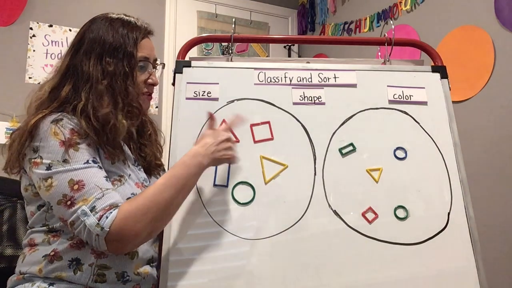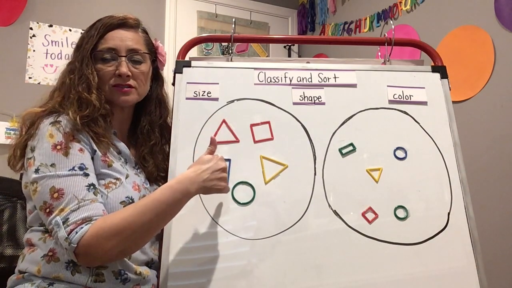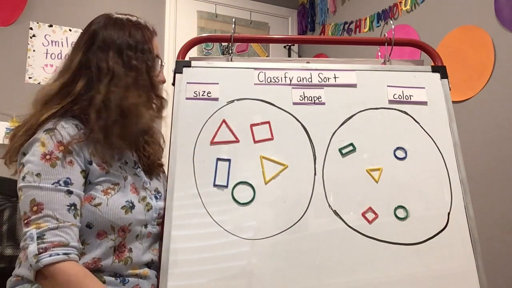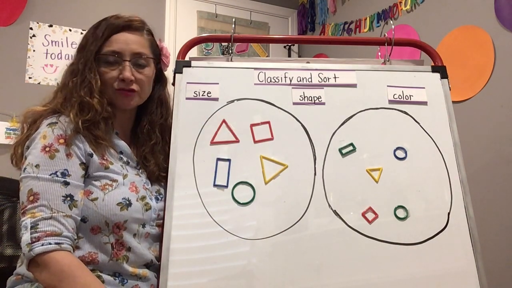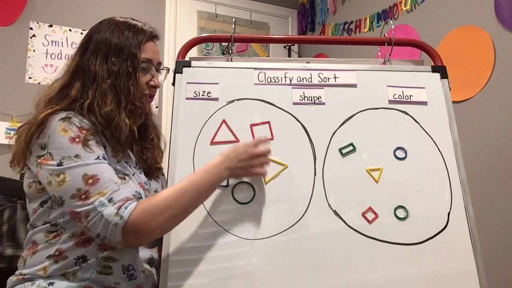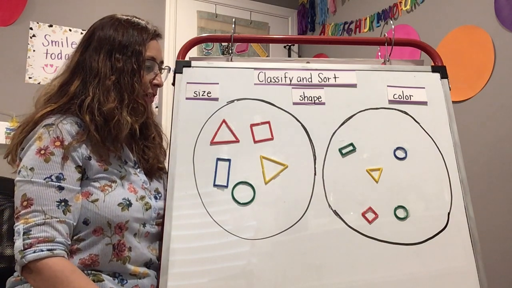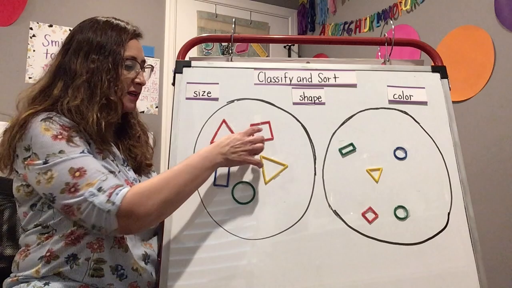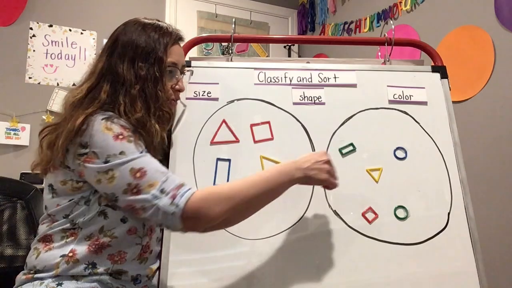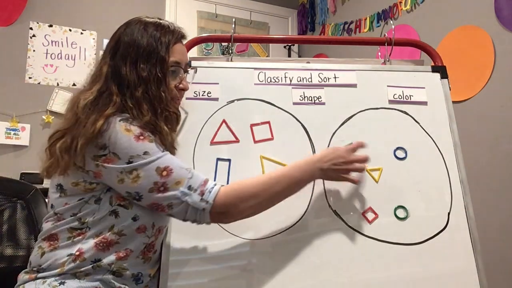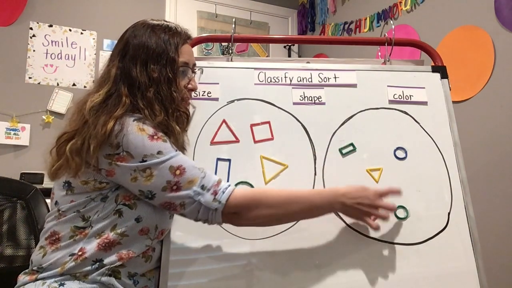How do we know that these are not sorted by color? That's right, because they are all different colors. Good. And how do we know that they are not sorted by shape? That's right, because they are all different shapes. And same here, these we know are not sorted by shape because we have different shapes, and they are not sorted by color because they are all different colors.